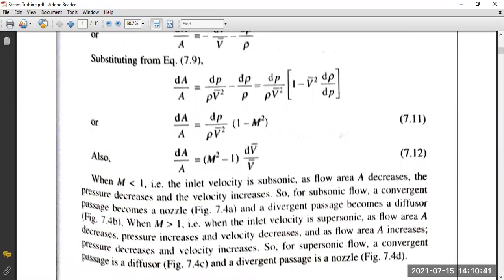That's exactly opposite, because we say a diffuser will decrease the velocity and increase the pressure. Here the divergent passage acts as the nozzle, where the speed increases and your pressure also decreases.